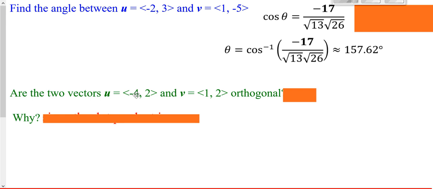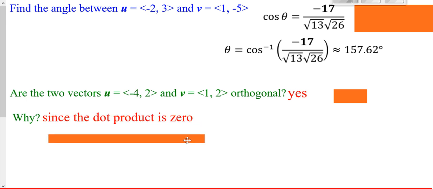We multiply the x's, we get -4. We multiply the y's, we get +4. -4 plus +4 is 0. Remember, if they're orthogonal, our dot product is 0. So we would say yes, they're orthogonal because our dot product is 0. If the dot product's not 0, you would say no, they're not orthogonal.